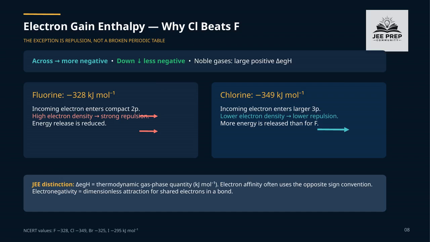Keep the distinction sharp. Fluorine is more electronegative than chlorine, but chlorine has more negative electron gain enthalpy. Fluorine has the strongest attraction for shared electrons in a bond. Chlorine releases more energy when a free electron enters its larger 3p shell. The physical situations are different.